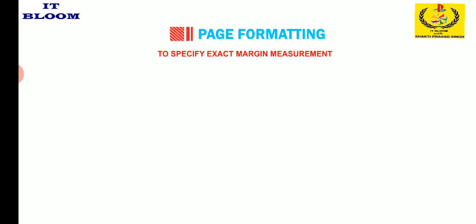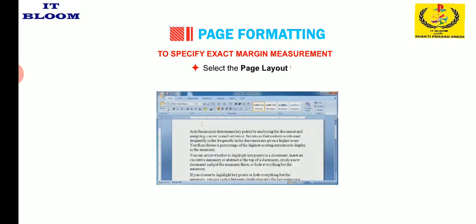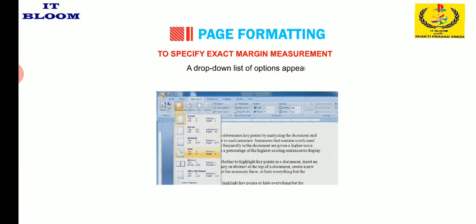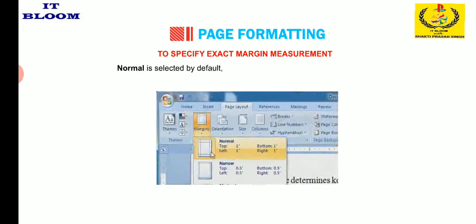Let me now guide you how to specify exact margin measurement. Select the Page Layout tab. Click the Margins button in the Page Setup group. A drop-down list of options appears. Normal is selected by default. Select the predefined margin size you want, or select the Custom Margins option.